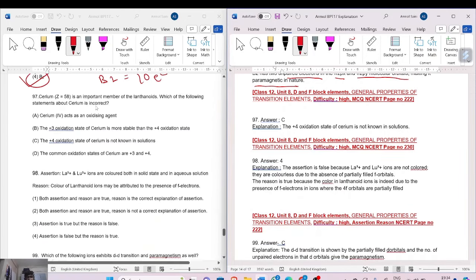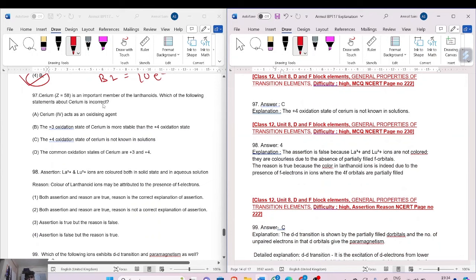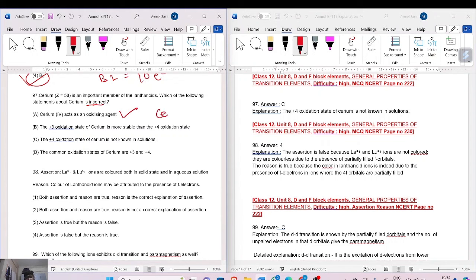Now comes question number 97. Question number 97 states that cerium is an important member of the lanthanoids. Which of the following statements about cerium is incorrect? We have to tell the incorrect statement. Cerium plus 4 can act as oxidizing agent. Yes, this is correct because cerium plus 4 can go to cerium plus 3, which is more stable, so it can act as oxidizing agent.